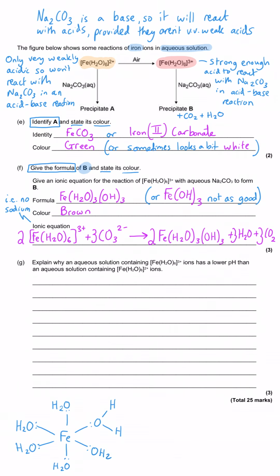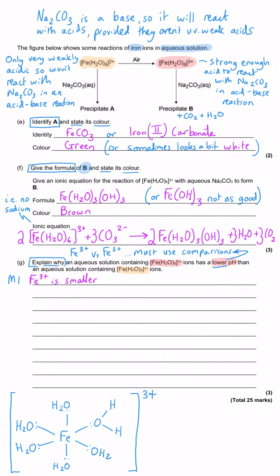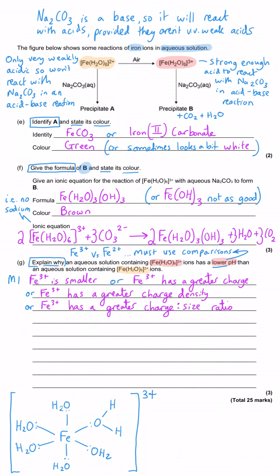In the final part to this question, we've been asked to explain why an aqueous solution containing iron 3+ ions has a lower pH than an aqueous solution containing iron 2+. So I've already said that that's the case. You would expect it to be a stronger acid than the iron 2+, but this question is asking us to dive into why. And the reason is that the iron 3+ is going to be smaller than iron 2+, and so as a consequence of that, the iron 3+ is going to have a greater charge density, or a charge to size ratio. I prefer saying charge density. As a consequence of that, the iron 3+ ion is going to be more polarizing.